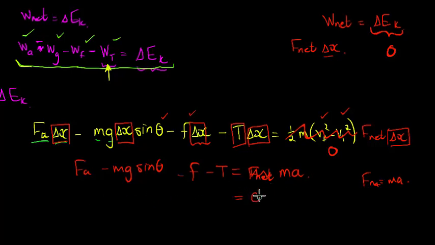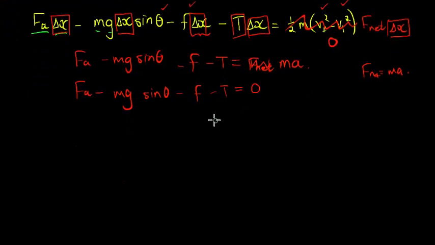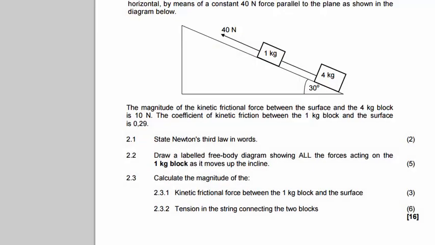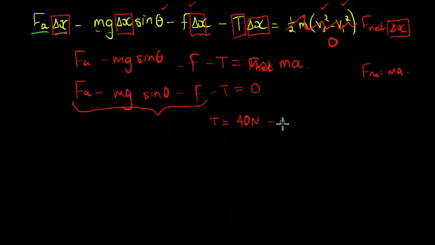So let's then assume it's at a constant velocity, which means this is 0, so that I have my formula: force applied is mass times gravity times sine theta minus the frictional force minus tension, and then tension would equal this. Force applied, which is 40 newtons, minus mass, which is 1 kilogram times 9.8 times sine of 30 degrees, minus the frictional force on the first block, which we worked out in the proof, 2.46, and that's it. Just calculate.